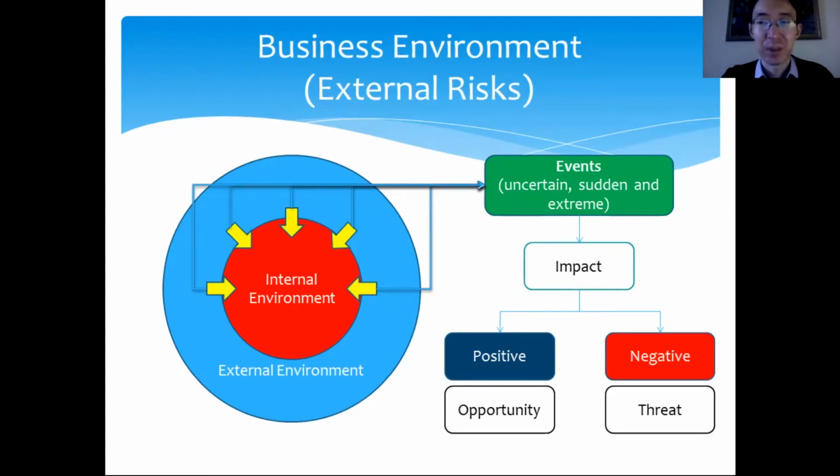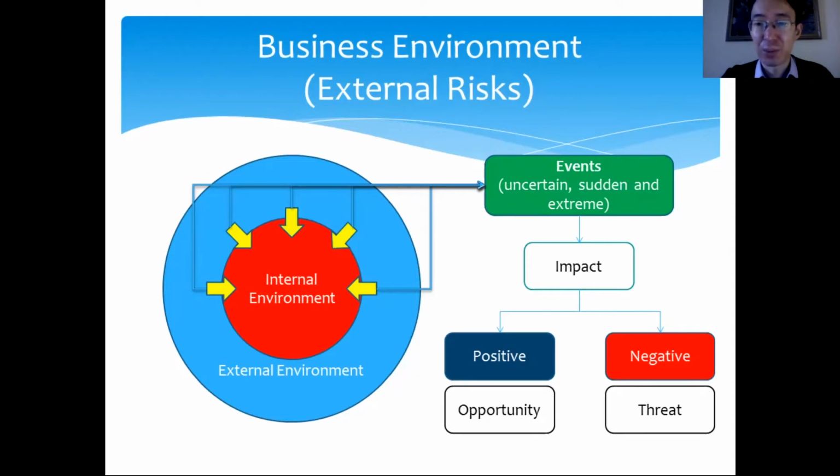These happenings we call events. They can be expected and unexpected. They can arise out of uncertainty, and they can be uncertain events, so we don't know what their impact is going to be. They can be sudden and extreme. Those events should be evaluated and their impact should be understood.